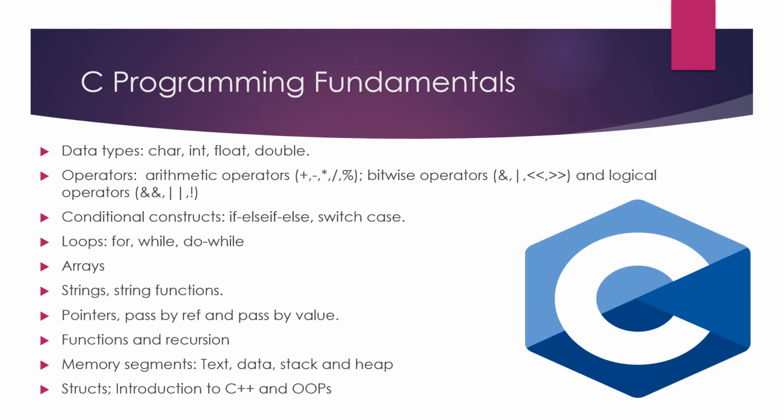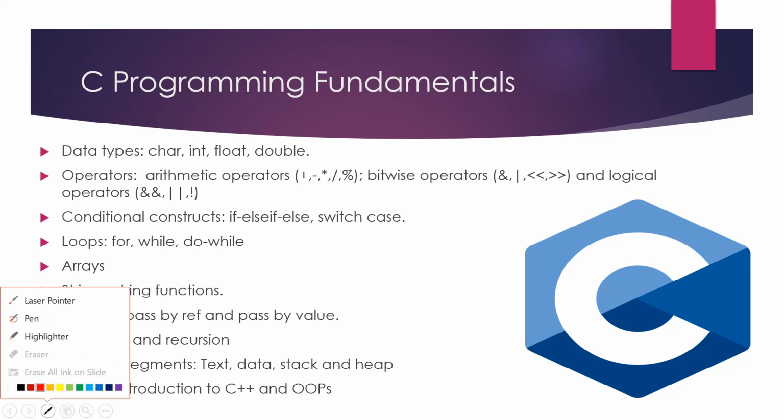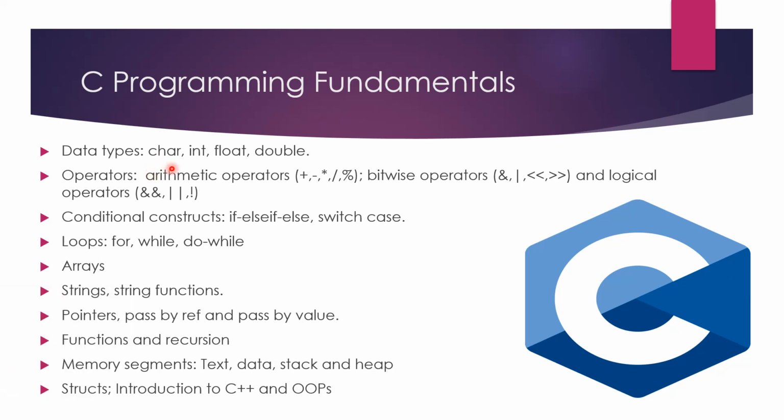So, before I delve into my project, I would like to share a few facts and learnings which I gained as part of this internship. So first things first, we learned about C programming fundamentals. We learned all about data types like char or character, occupies 1 byte of memory, then integer and float, which each occupy 4 bytes of memory, and then double, which occupies 8 bytes of memory.